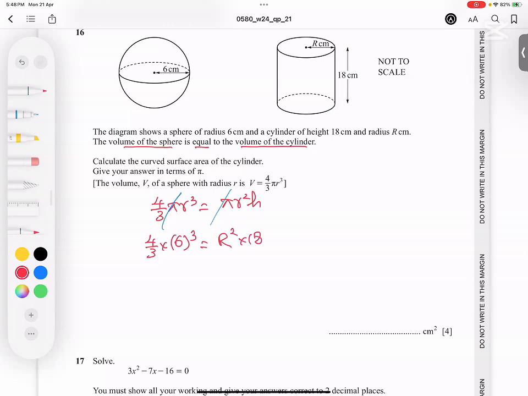Okay. Now we have to do it carefully. This is 4 into 6 cubed, which is 216, over 3. Already 18 will come down.